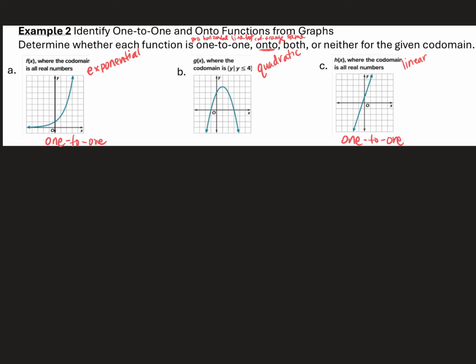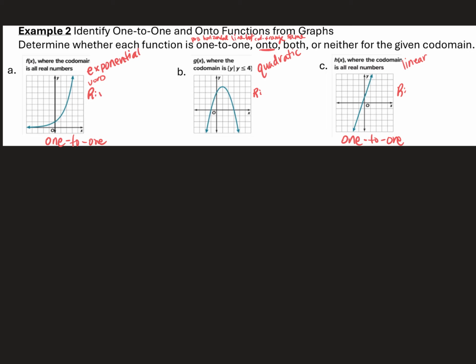Okay, now the range. We've got to talk about the range for all of these. So let's find the range for every one of these. If the range and the codomain are the same, then it is onto. So let's go through. The range for this one. Range is how far up or down a graph goes. So it looks like this is going forever up, but it's not going forever down. It's approaching 0, it looks like.